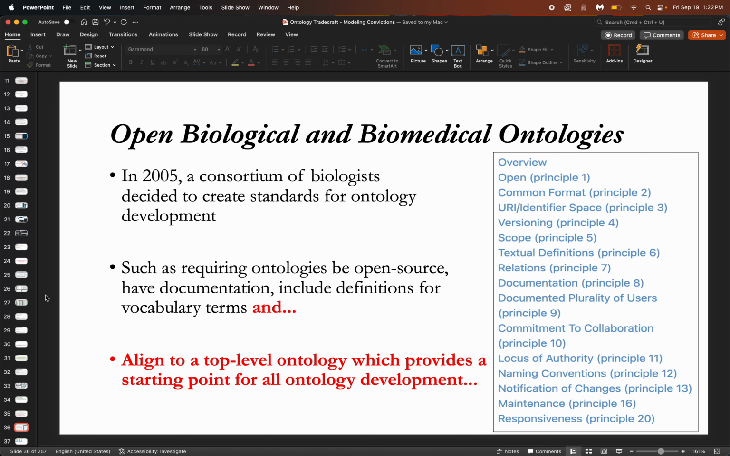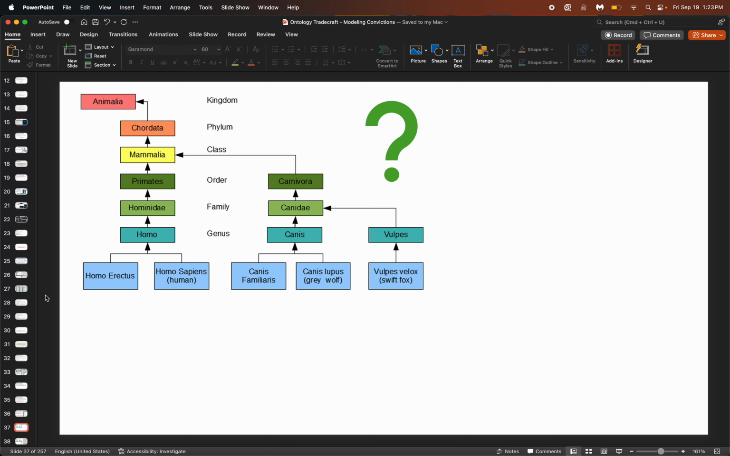And it generated the results here. In 2005, a consortium of biologists decided to create standards for ontology development to address this problem. It's the Open Biological and Biomedical Ontologies Foundry. It still exists. And among the requirements they had, which you can see a list of over here, in terms of adding textual definitions, relations, documentation, in early days, they agreed to align to a top-level ontology to provide a starting point for all ontology development, and they looked around.